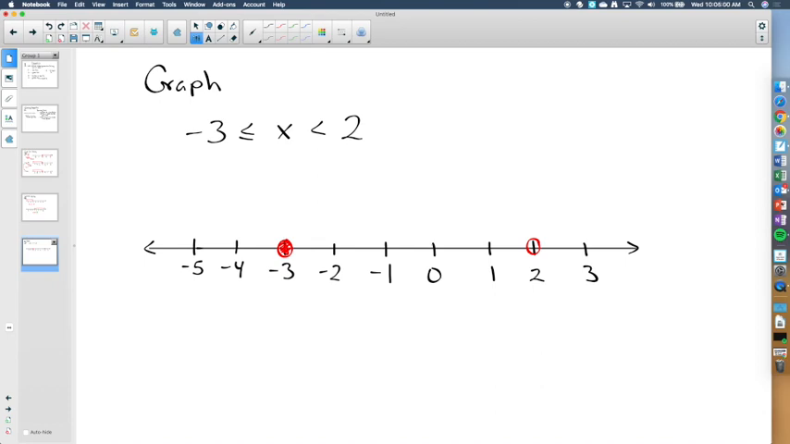So 0 is good. If I tried 3, it's true that -3 is less than or equal to 3, but it's not true that 3 is smaller than 2. So that value doesn't work. The numbers that work are the numbers that are in between -3 and 2. So that would be my solution. I've identified my boundary points. I draw my line in between, so I'm showing that all the values in between negative 3 and 2 work.